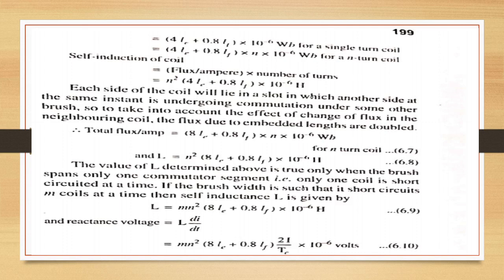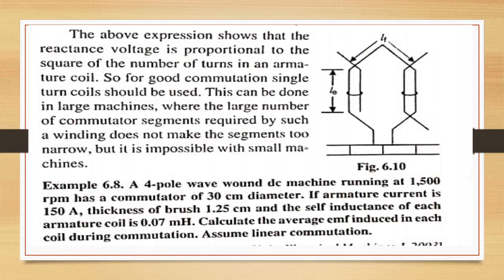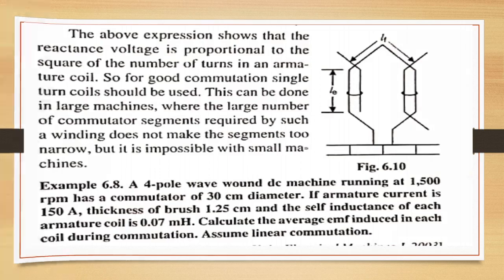So, to take into account the effect of change of flux in the neighboring coil, flux due to embedded lengths will be doubled. Value of self-inductance determined above is true only when the brush spans only one commutator segment, that is only one coil is short-circuited at a time. If the brush width is such that it short circuits m coils at a time, then self-inductance L is given as m N square into (8 IE plus 0.8 IF) into 10 power minus 6 Henry, and reactance voltage is L into di by dt. So this expression is showing that reactance voltage is proportional to square of number of turns in an armature coil.